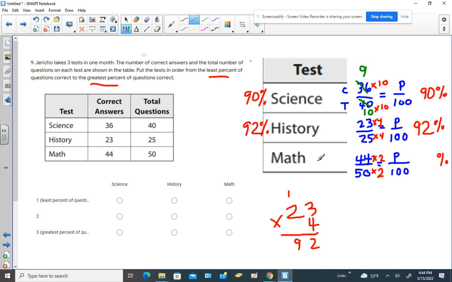Now, I didn't figure this out, but you're going to figure it out. If it happens to be lower than science, then you're going to choose science as the least percent. So whatever has the lowest number, check that box first. So is that science, history, or math? And then whatever's in the middle, check that subject as being number 2. And whichever one has the greatest percent, you're going to check that box as being number 3, is the greatest.